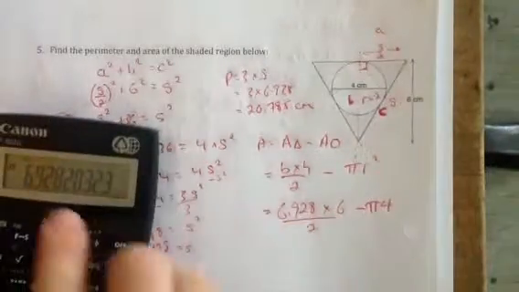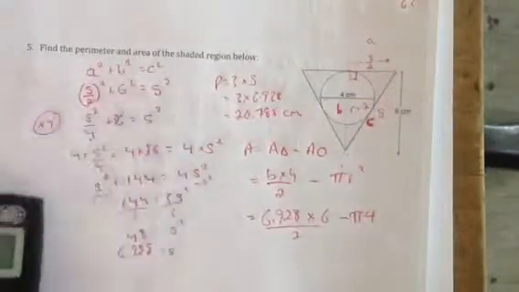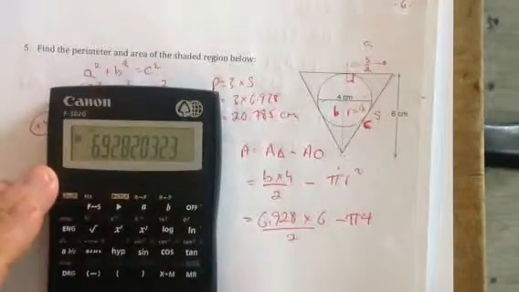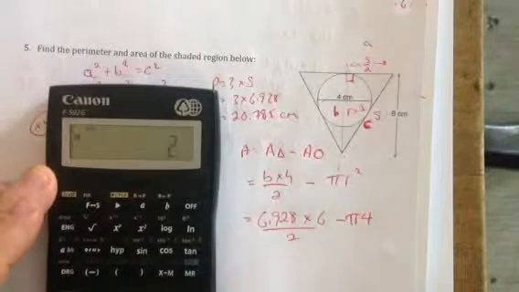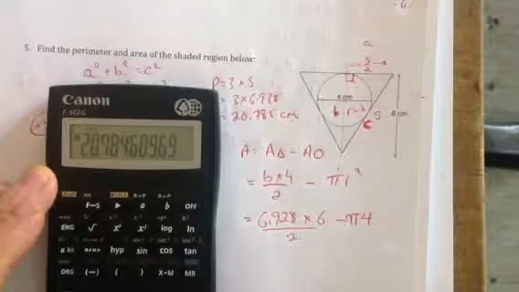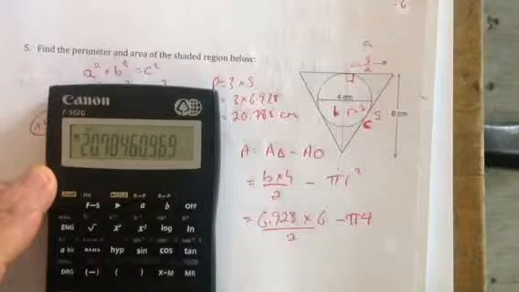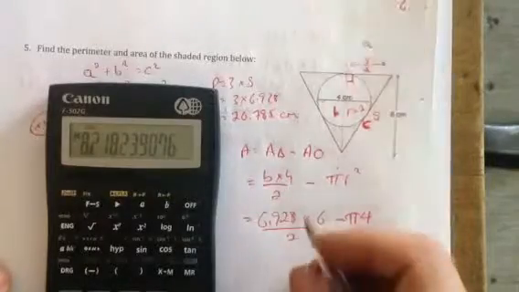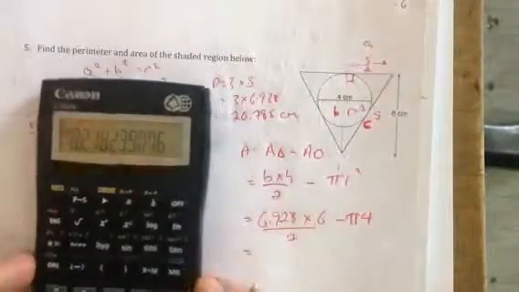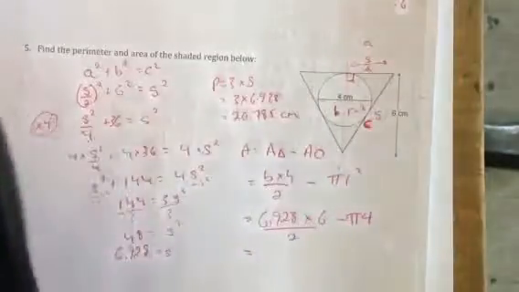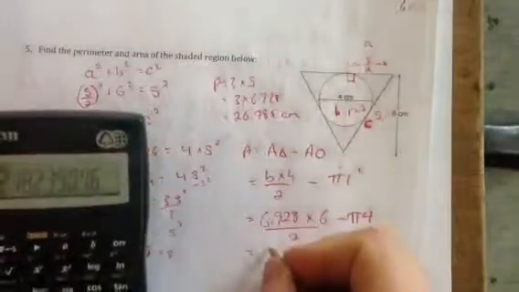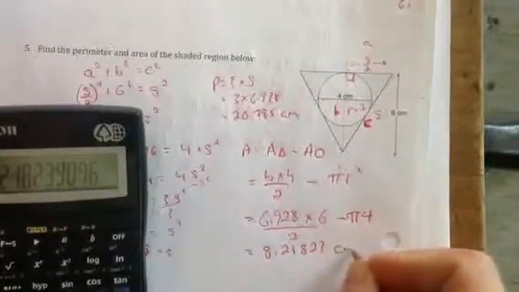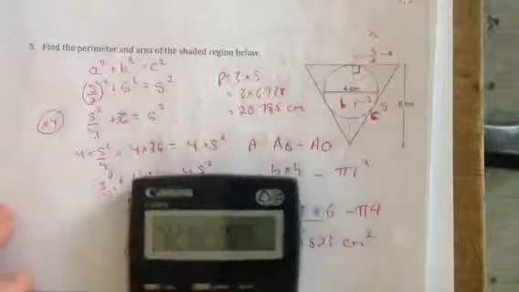So 6.928. I just took my 48 and took the square root again to get 6.928, times 6 divided by 2, or just times 3, take away 4 times pi, is equal to 8.21823 centimeters squared. And that's it for question number 5.